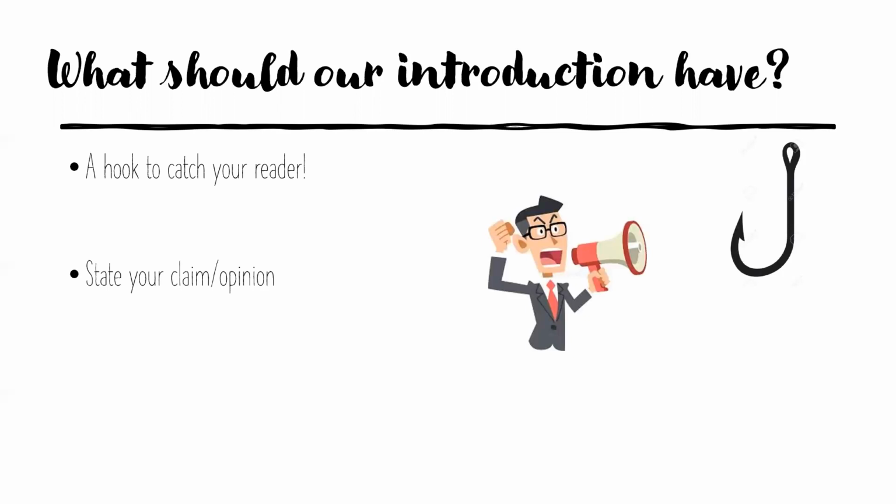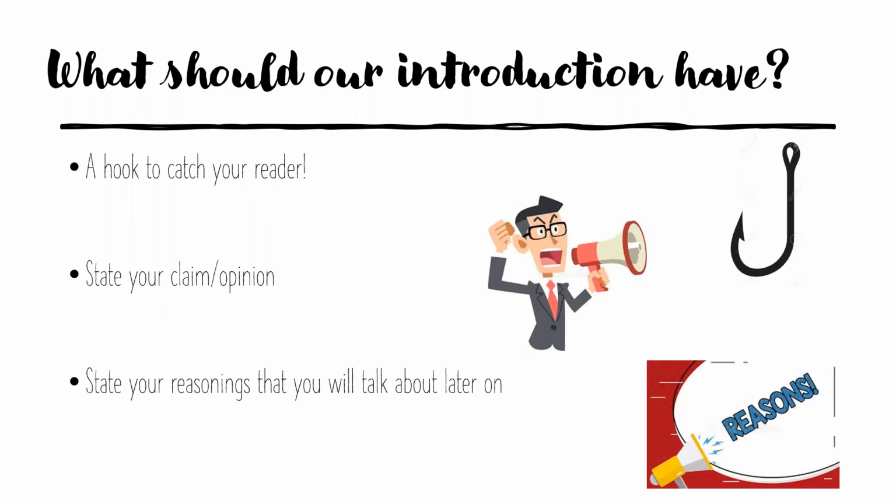It also needs to have your claim, your opinion, what your opinion is and what you want to have happen because of your opinion. And you need to state your reasonings that you will talk about later on. You don't have to go into them. It doesn't have to be long, but you just need to briefly state your reasonings. Or I'll show you some other examples where people kind of mention their reasonings, but used it in a different way. So that's what your introduction needs to have: a hook to catch your reader, your claim and your opinion, and your reasonings that you're going to talk about later on. So pause this video so that you can write these down.